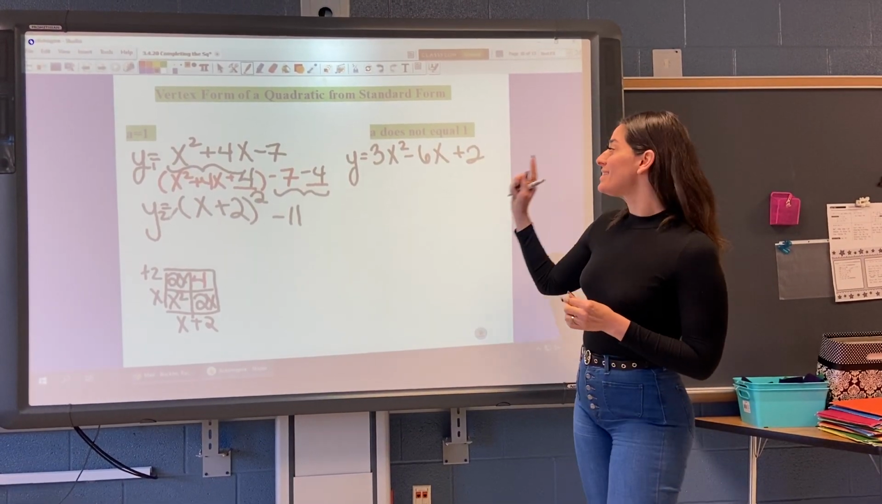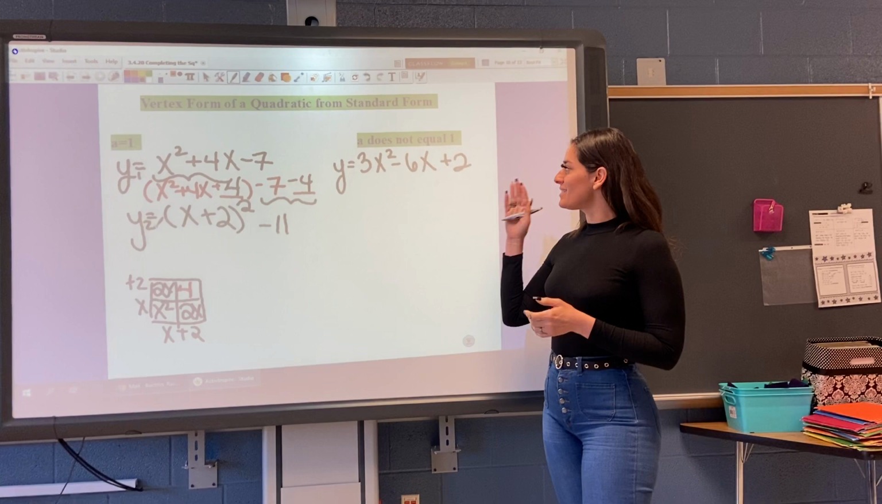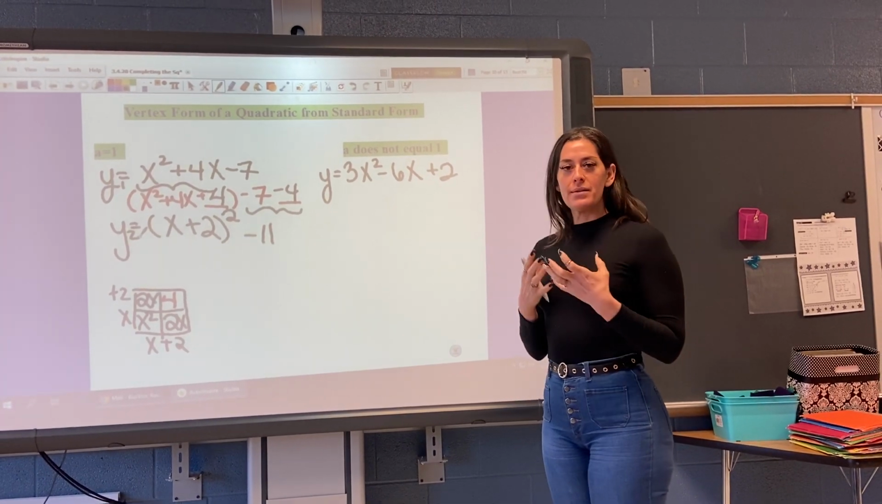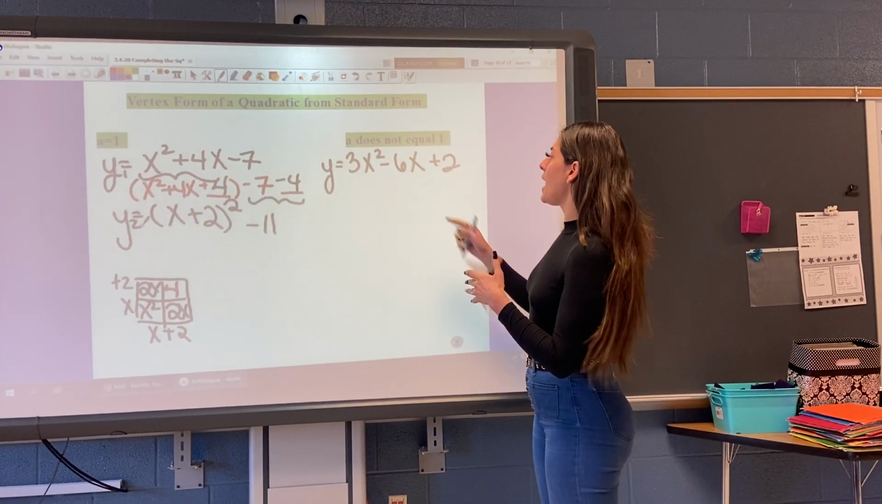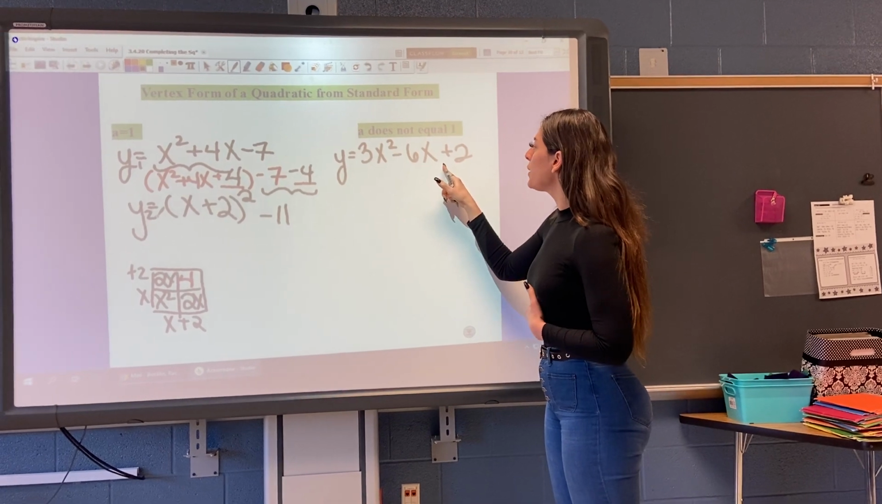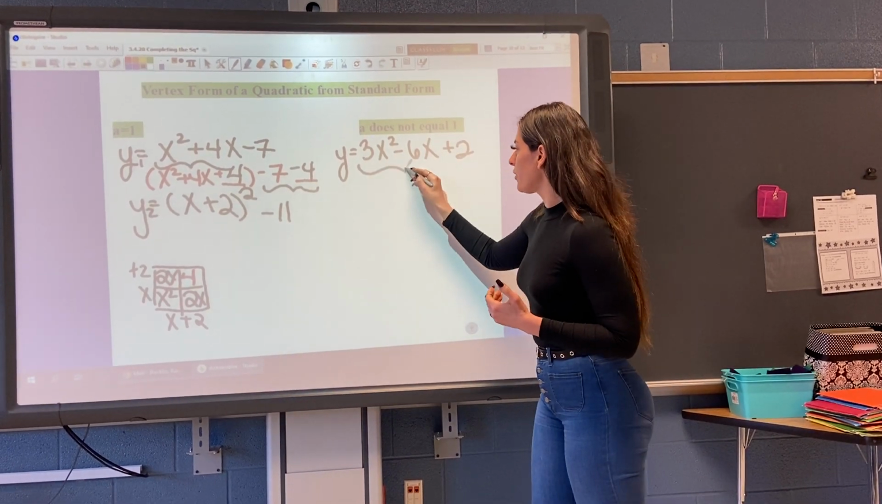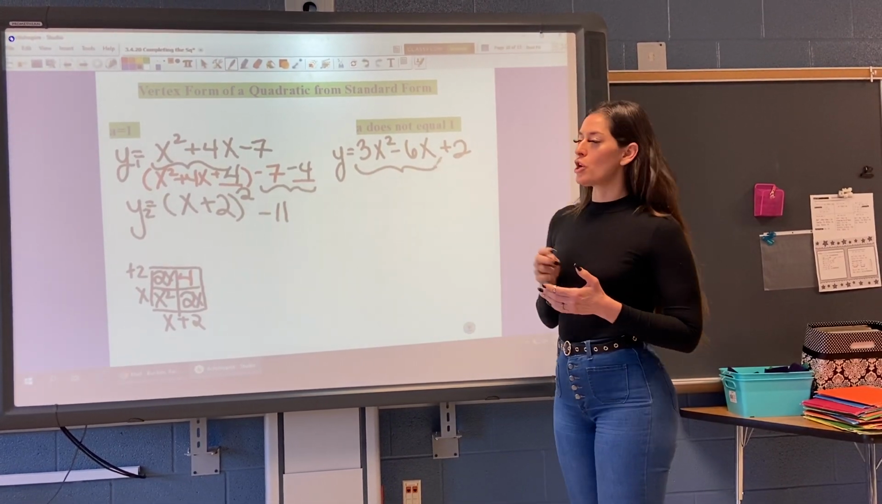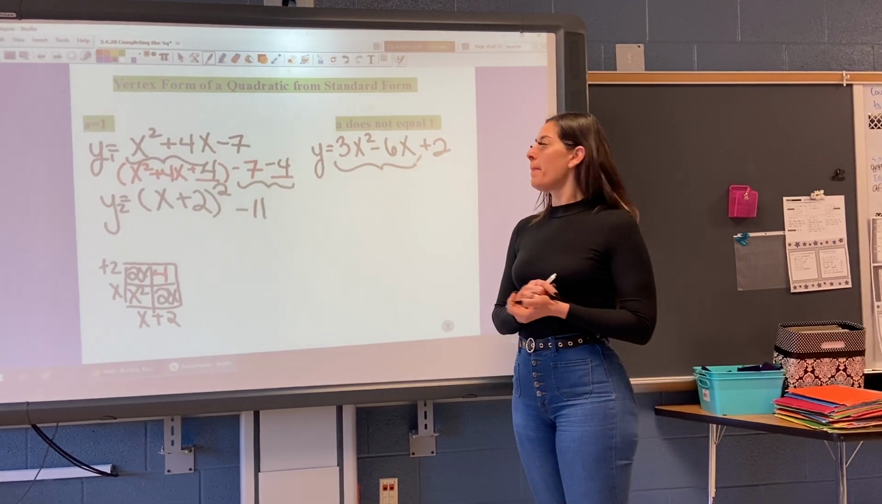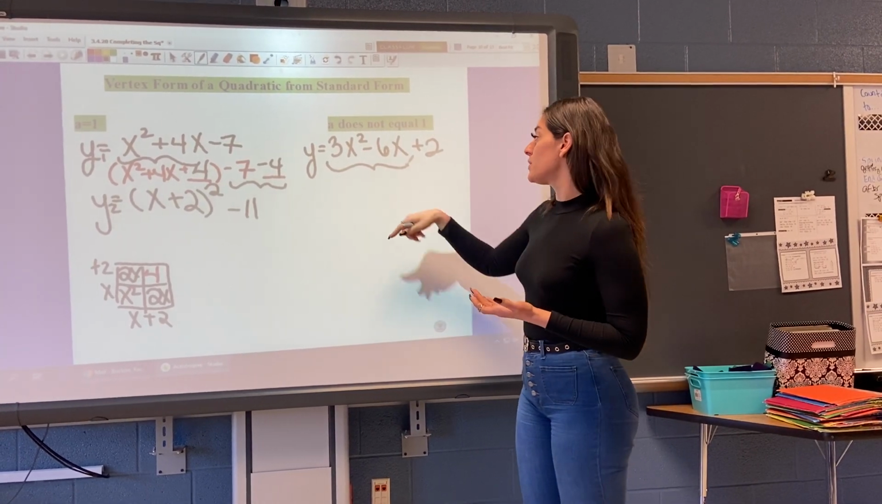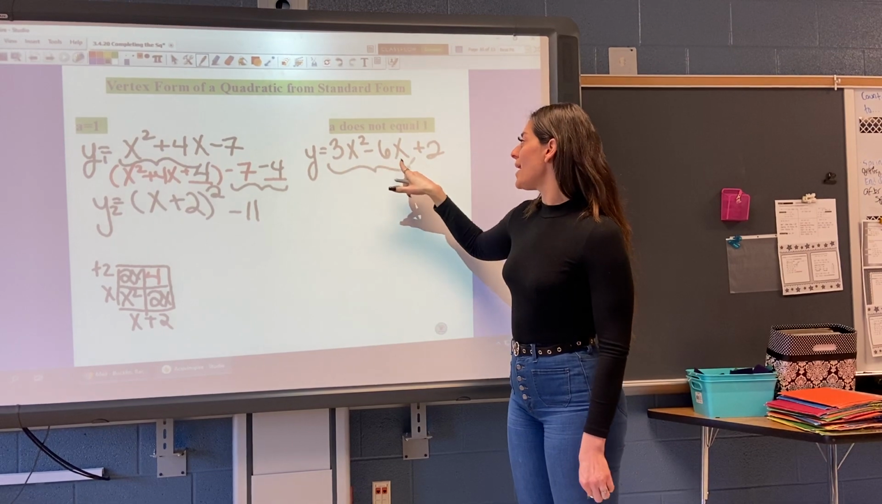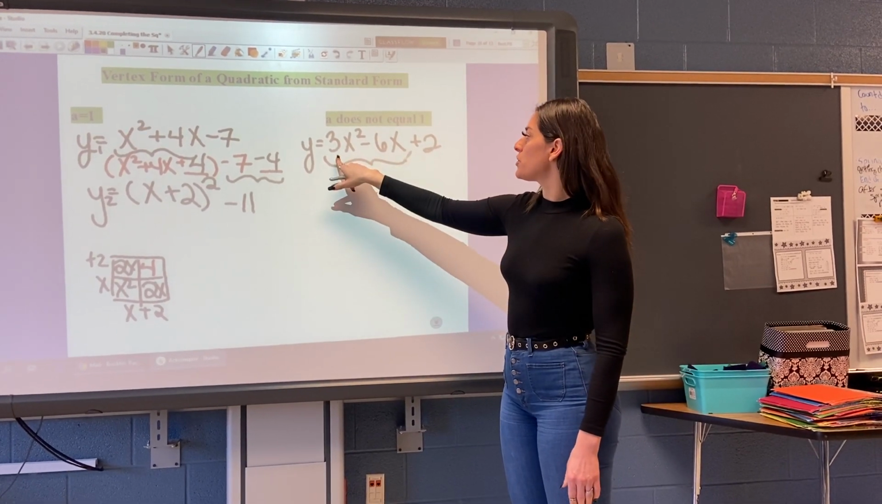All right, for my second one, when a does not equal 1, it's basically the same process, except I need to look at the 3x squared minus 6x together and first determine, is there a number that I can factor out? And factoring really just means division. So 3x squared minus 6x, well, there's a coefficient of 3.